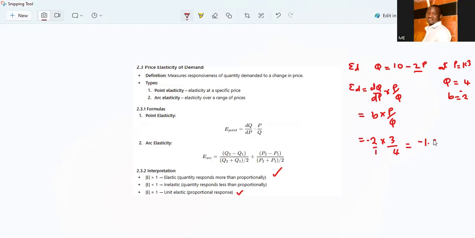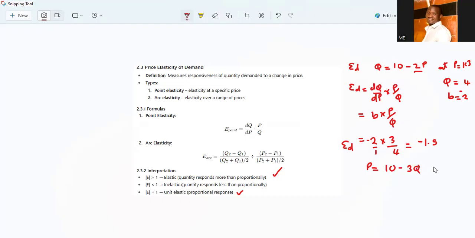So 1.5 is more than 1. So we can say it is what? Elastic. Elasticity of demand is elastic. All right. So this is what we call point elasticity of demand. We also mentioned that elasticity of demand can be worked out from the inverse demand function if the subject of the formula is P. So P equals something minus 3Q.